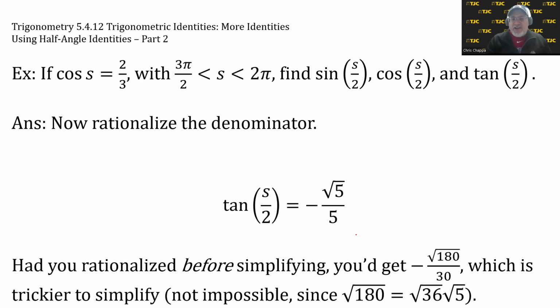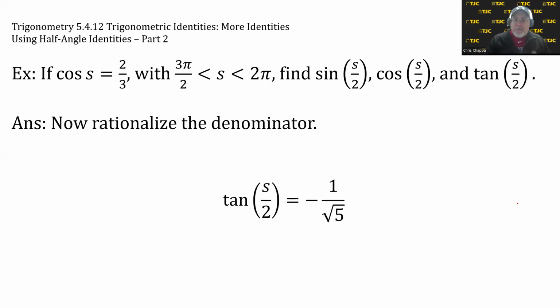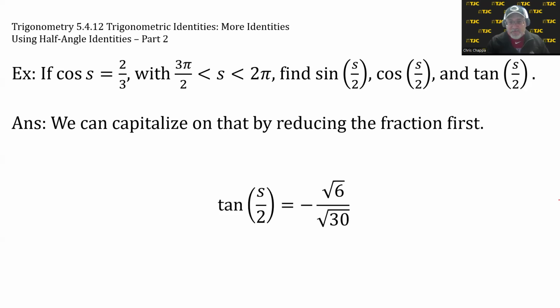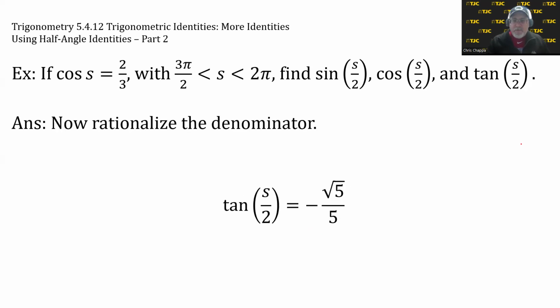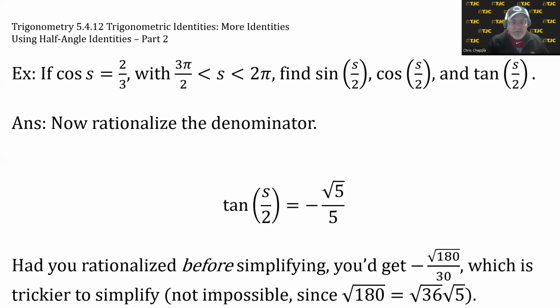Now, had you rationalized before simplifying, remember, we had this. And had you rationalized before simplifying by multiplying both sides by the square root of 30, you would have gotten negative square root of 180 over 30, which is trickier to simplify. It's not impossible, but you would have to break down the square root of 180, and the fastest breakdown is square root of 36 times the square root of 5.